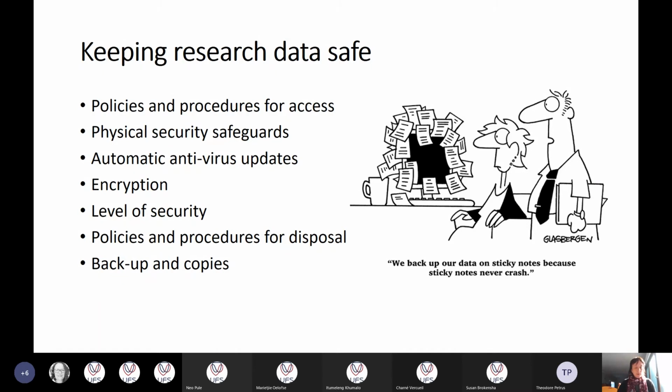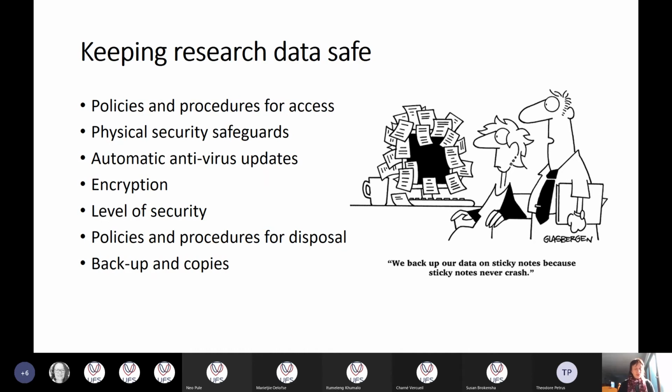There needs to be physical security safeguards in place, such as locks and anti-theft systems, automatic updates of antivirus software on all our storage devices, encryption of storage and transmission mechanisms, including our emails. The level of security measures should increase when the risk is high. For example, if we're collecting personal information about the health of a research participant, we would definitely need to keep that very safe and secure if we had identifying information in there.